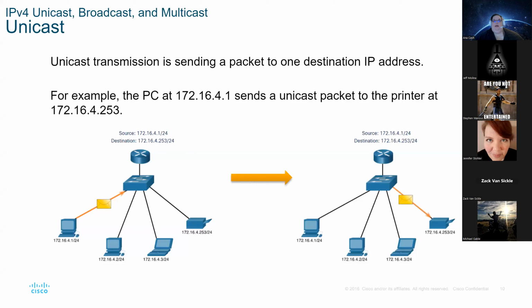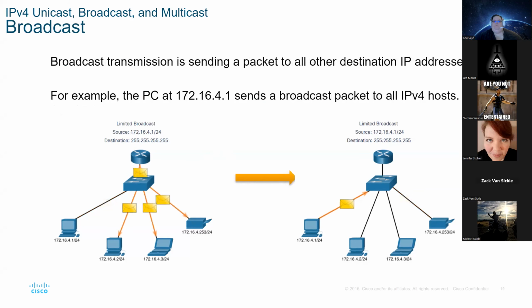So unicast transmission, this is sending a packet in one direction. Just remember, uni means one direction, one destination IP address, and this is just a graphical representation. This goes here and goes only in this one direction. Broadcast is sending a packet to all other destination IP addresses. I kind of like to think of it as like a shotgun effect, everything just all at once.